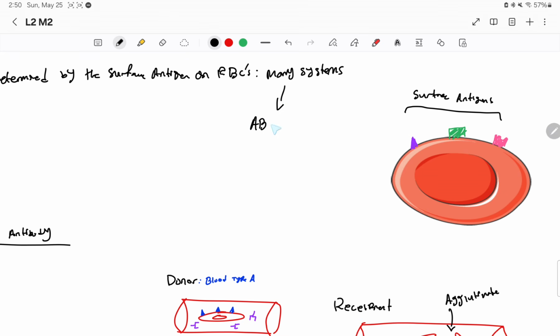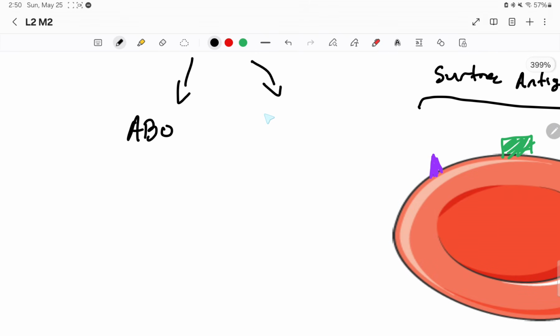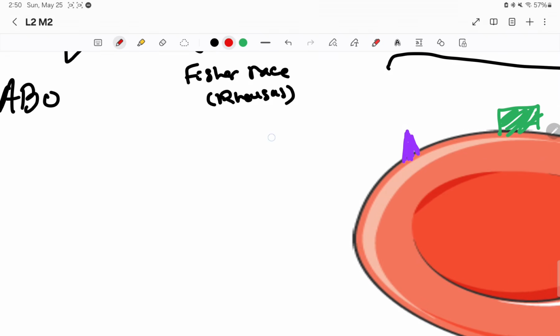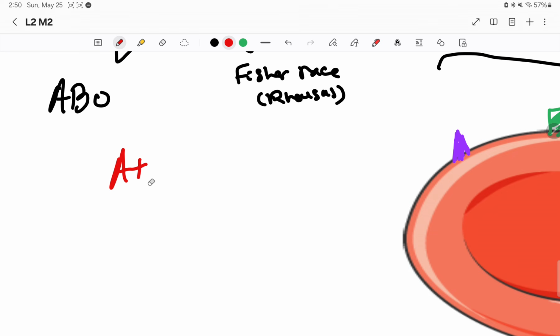the ABO system, and this other one, which is the Fisher-Race system, or sometimes called the rhesus. Now, you might be wondering, what the hell is this? I've never heard of this. Well, sure you have. You ever seen A positive blood? This positive comes from the Fisher-Race system. If you've seen A negative blood, the negative also comes from the Fisher-Race system.